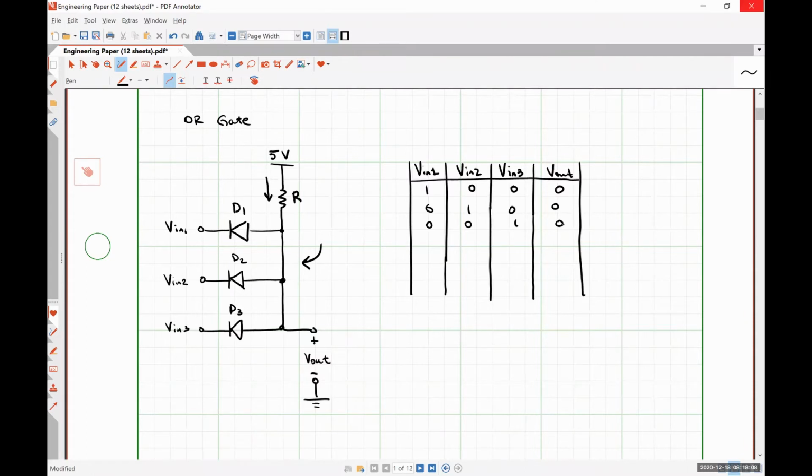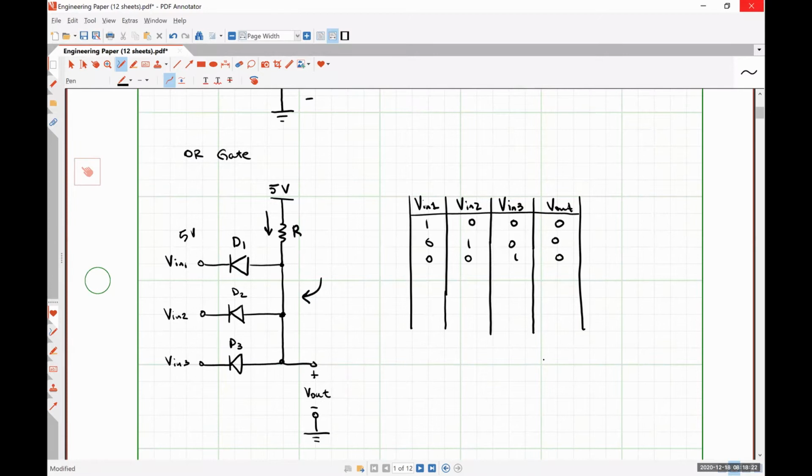So if VN1, so if we put 5 volts here, this diode is forward biased. Current is going to flow through.